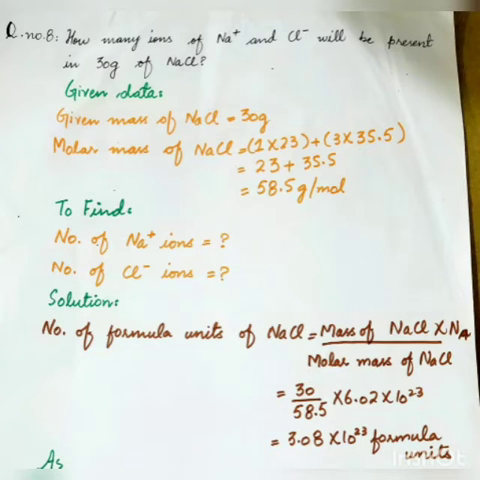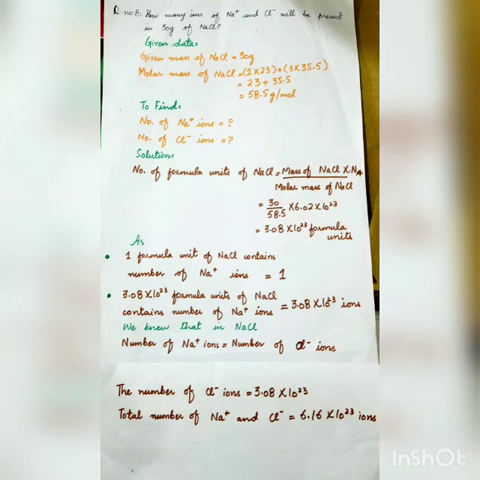So we will put the values and we will get 3.08 × 10^23 formula units. As one formula unit of sodium chloride contains one sodium ion, 3.08 × 10^23 formula units of sodium chloride contain 1 × 3.08 × 10^23 sodium ions. So 3.08 × 10^23 sodium ions are present in 3.08 × 10^23 formula units of sodium chloride.